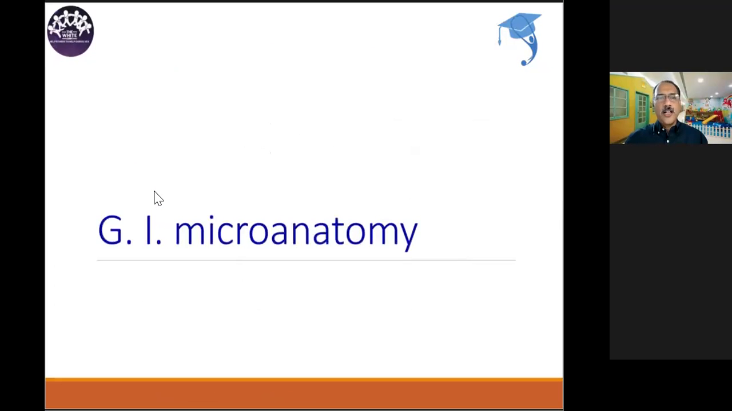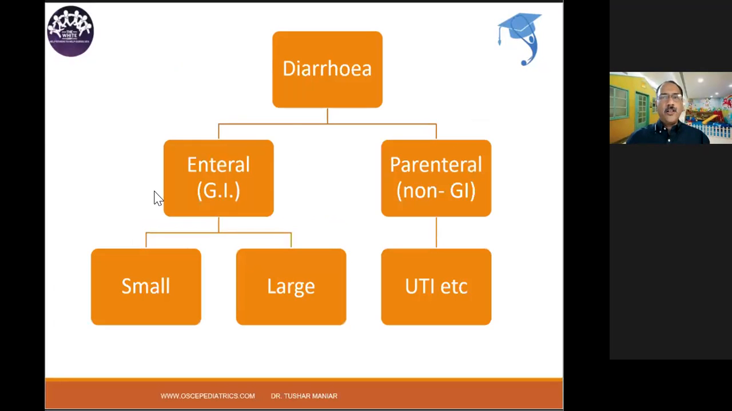Okay, let's go to GI microanatomy. When we look at GI microanatomy, we are looking at either small intestine or large intestine. And when you're looking at diarrhea, you're looking at whether this is an enteral cause or a parenteral or a non-GI cause. Non-GI cause, especially in infants, could even be a UTI, which comes with vomiting and can come with loose motions. Or it could be an affection of the large intestine or the small intestine.